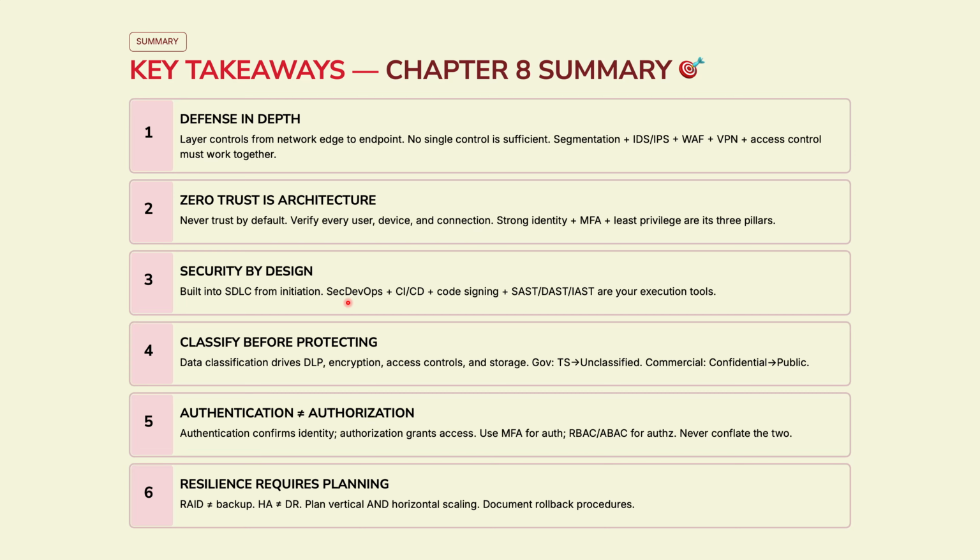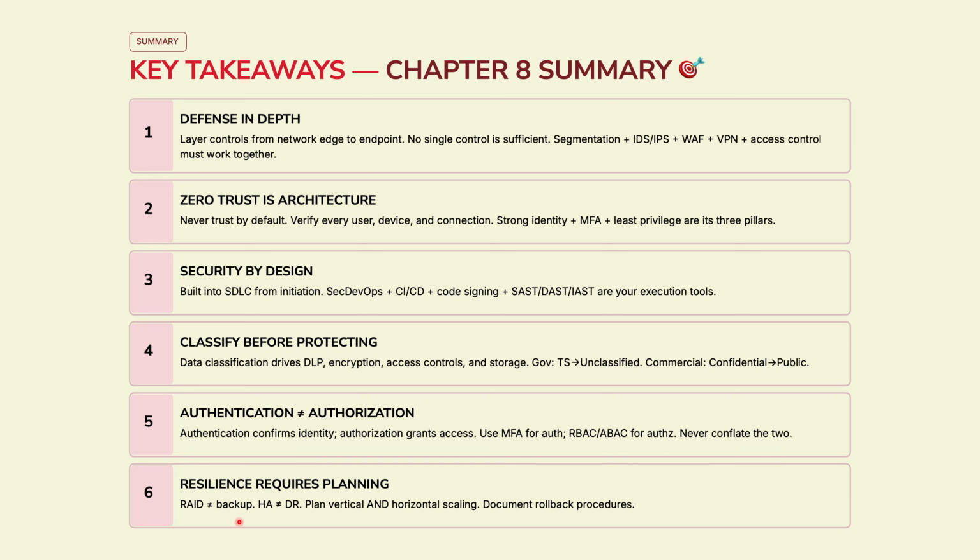Security by design, we spoke about different types of techniques and methods of securing development. Classify before protecting. Now, reinforce that data classification must precede all protective controls. Classification drives DLP policy, encryption requirements, access control decisions, and storage security configuration. Number 5, authentication and authorization: authentication confirms who you are, and authorization determines what you can access.